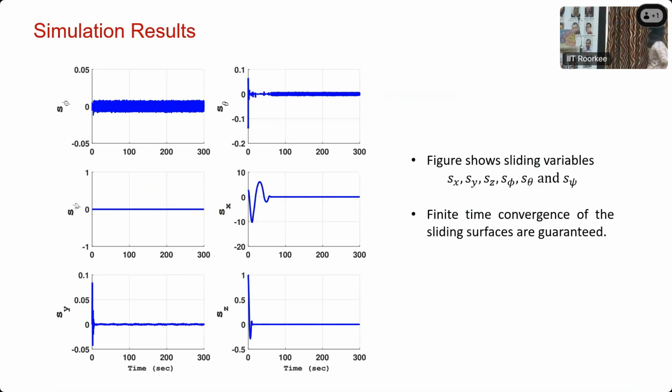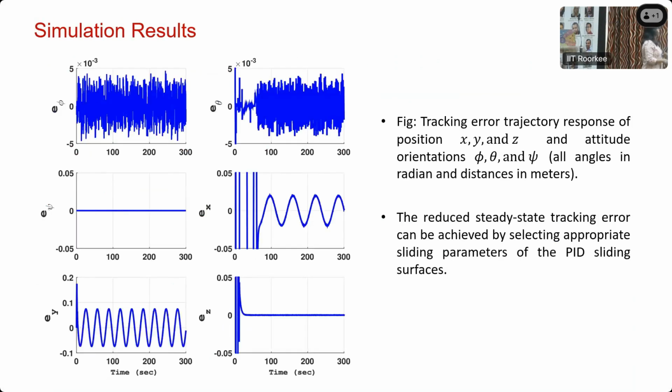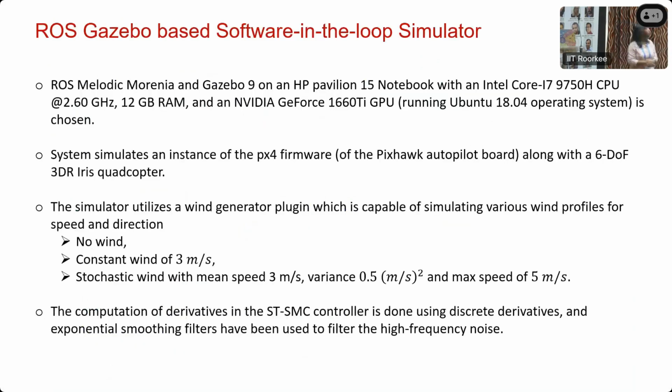And accordingly, if you look at the plot of the error variables, all the error variables are also asymptotically stable using the PID sliding surface. After that, we have done the ROS Gazebo simulation in the software in the loop simulator. This is the computer configuration we have used, and the system is simulated on PX4 firmware. Basically, this PX4 can be directly put into the Pixhawk autopilot, because we have not done the hardware, but we have only done the software in the loop simulator.